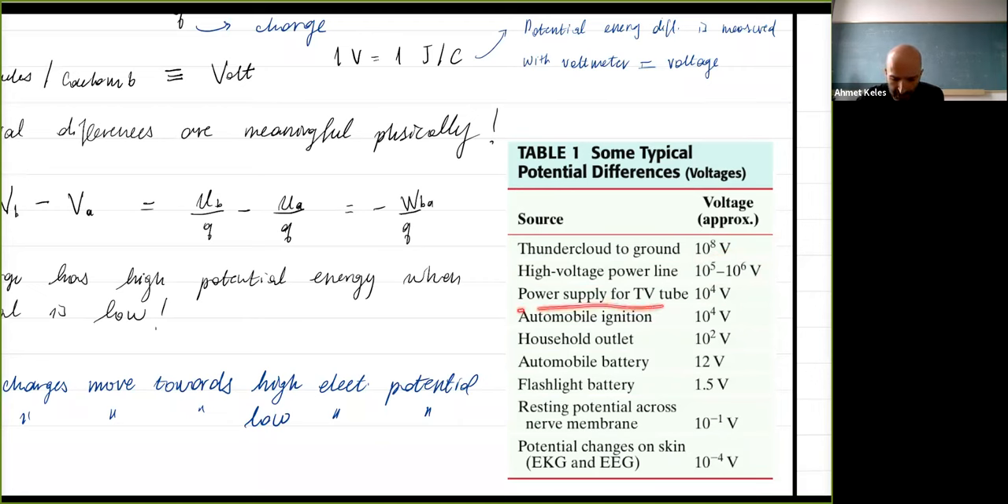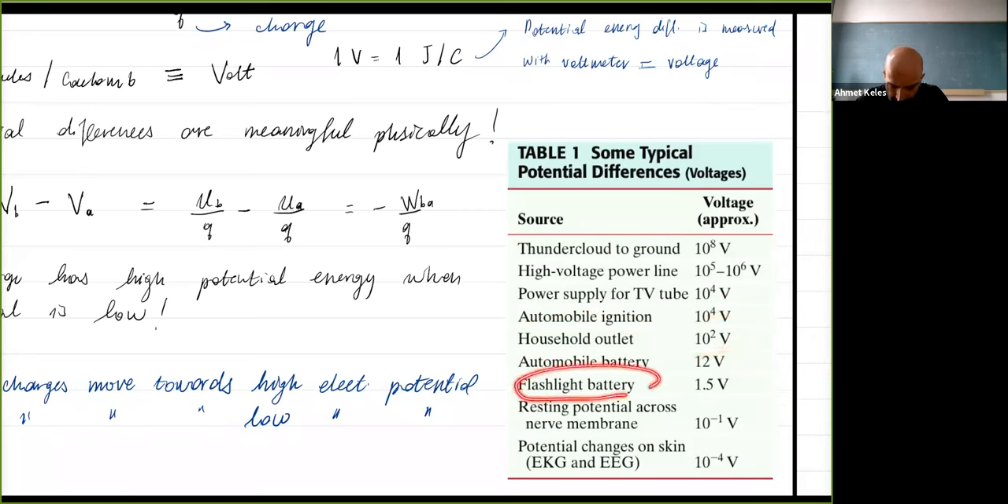The power supply for a TV tube, I guess this is for old TVs, I don't think it's for the LEDs that we use today, is about 1,000, maybe 10,000 volt. An auto ignition is again the same order. Your household outlet is 120 volts in the US. What about in Europe and Turkey? 240, right? Yes, it's around that.